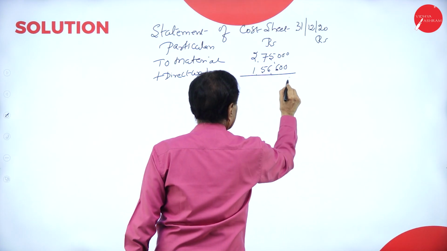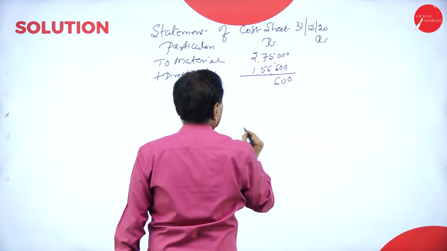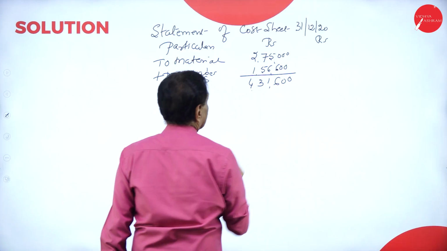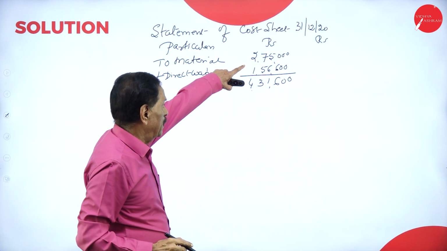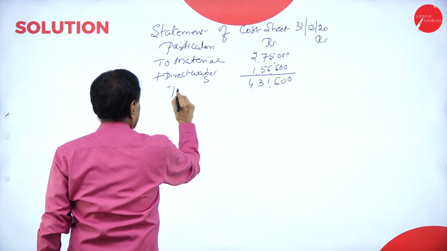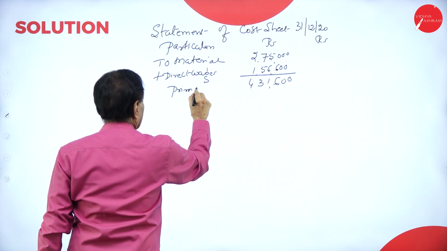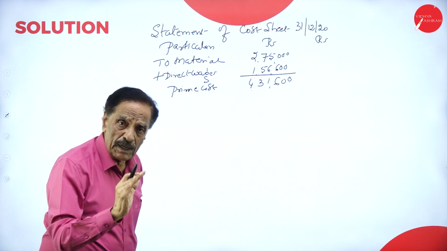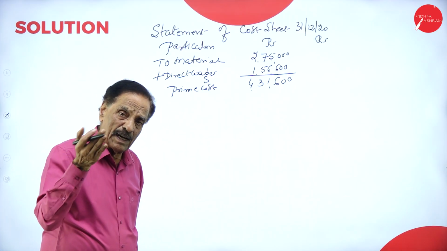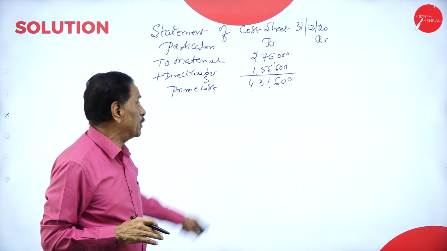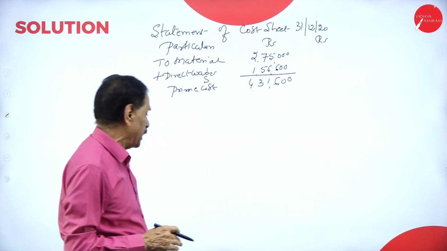Add, 4,31,600. Prime cost. There is no direct expenses. What's your cost sheet? Direct material, direct labor, direct expense is the prime cost. There is no direct expense. Your prime cost is 4,31,600.